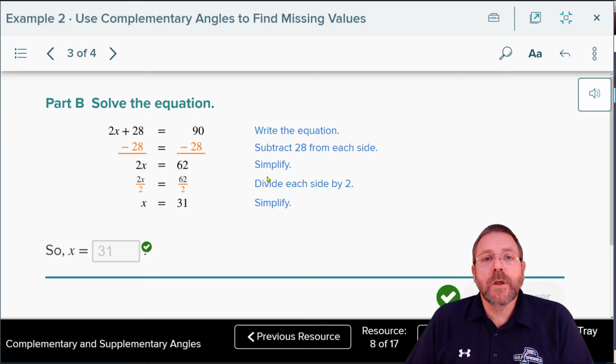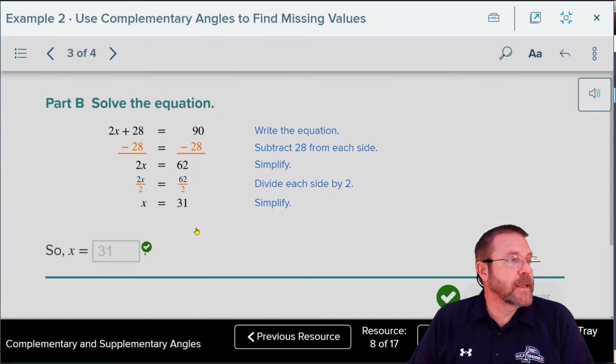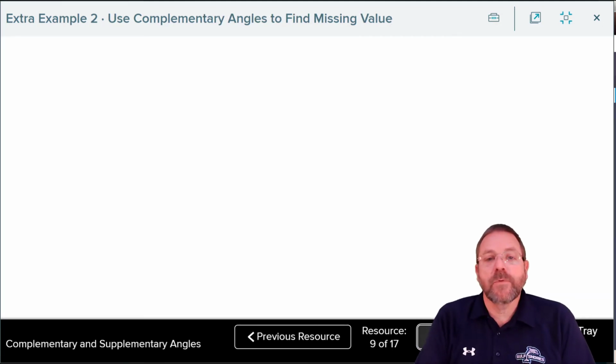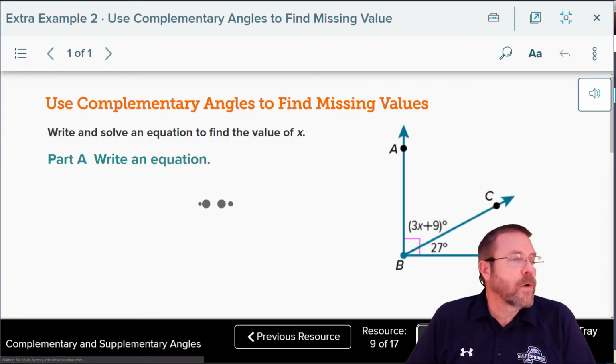They've got some great supporting work here. They wrote their equation, they isolated the variable the proper way, and now it's going to be your turn to do the same exact thing on extra example number 2. So pause the video and work this problem on your own.